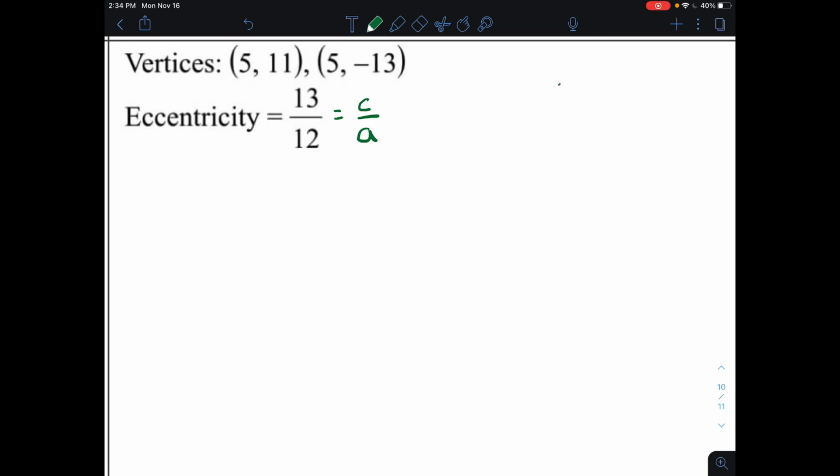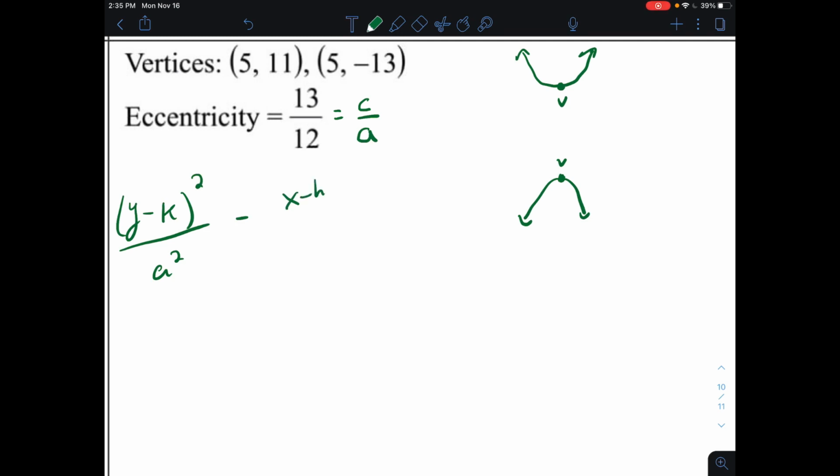We're given our vertices. One is at (5, 11), the other is at (5, -13). So this is going to be oriented vertically, which means that in terms of trying to write a standard equation, the y component is going to be in front of the minus sign. So we have y minus k squared over a squared minus x minus h squared over b squared is going to equal 1. We find our center. Our center is going to be right in between the two vertices. It's going to keep that x value of 5. I find the average value from 11 to negative 13. So 11 plus negative 13 is negative 2. Divide that by 2, we get negative 1. So our center is there.